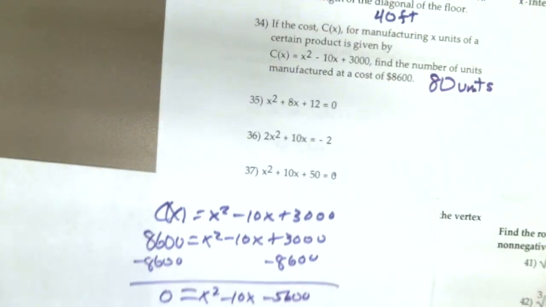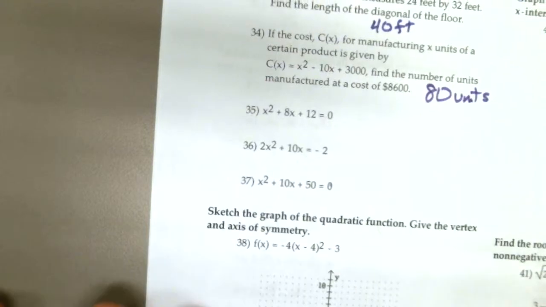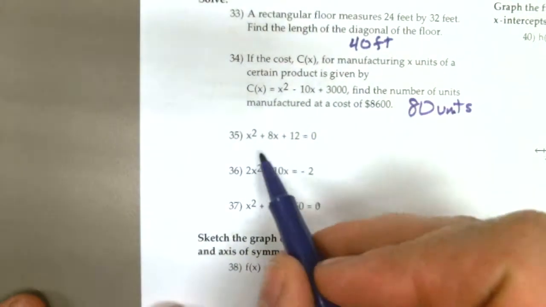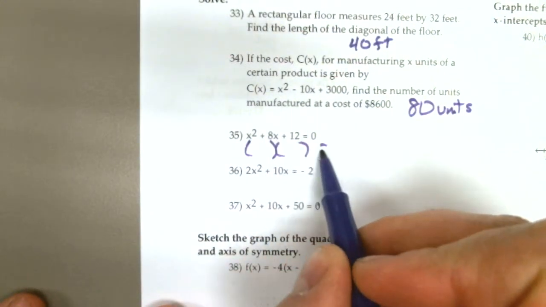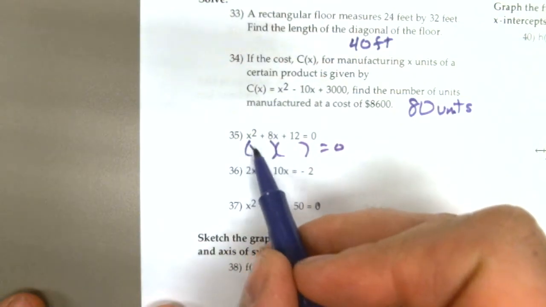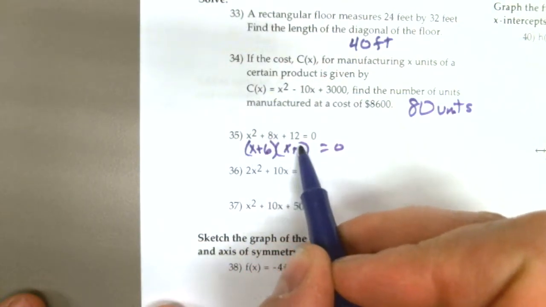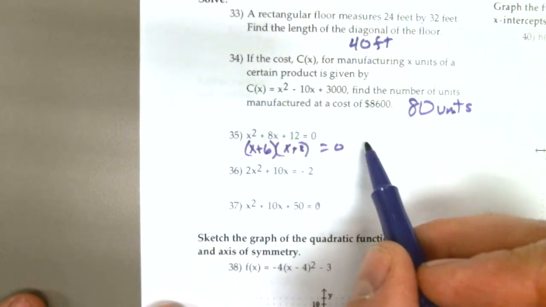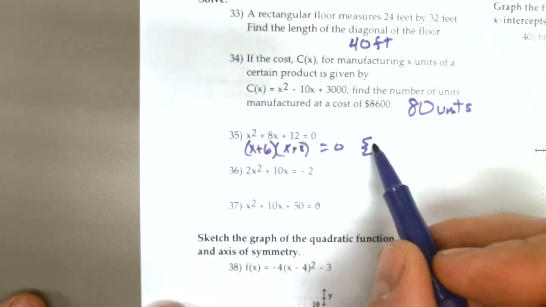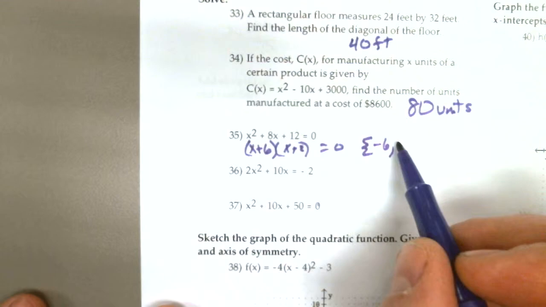For number 35, we're going to factor and set it equal to 0. I know the factors of 12 that add up to 8 are x plus 6 and x plus 2. Setting each of those equal to 0, I get a set of zeros at negative 6 and negative 2.